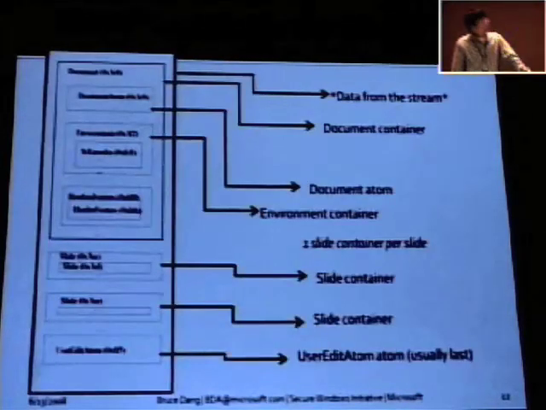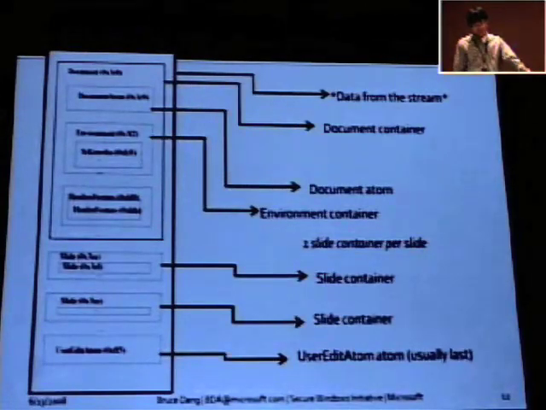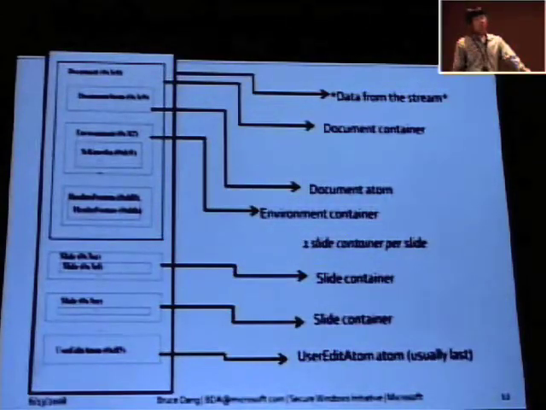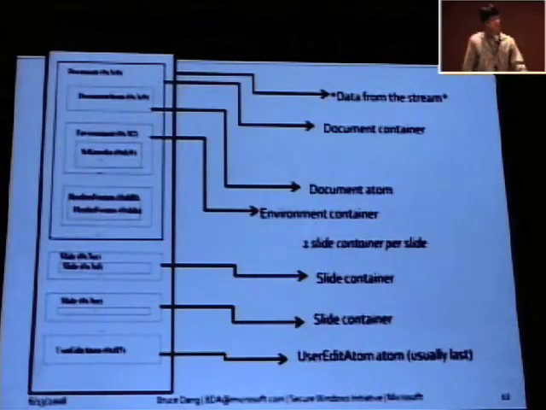So if you were to parse this, this is what it will look like. This is a real PowerPoint document, and the first record you'll see when you read from it is a document container, which is type 0x3E8. That container will contain an atom of type 0x3E9, as I showed here, and so on and so on.